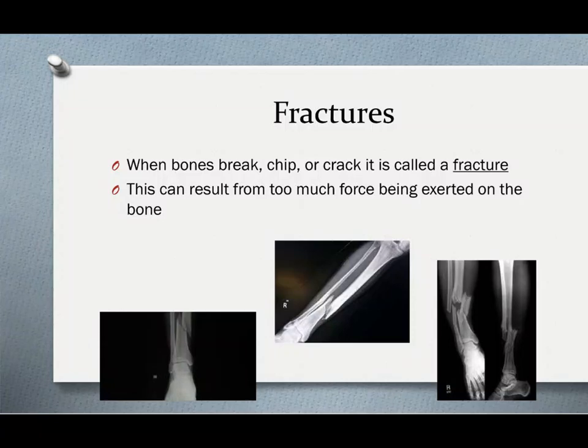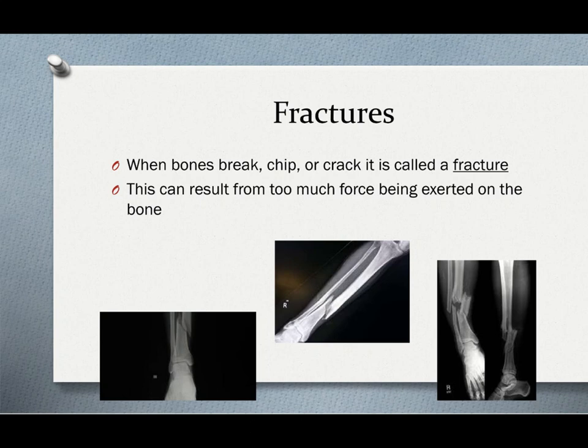This lecture is looking at bone injuries. So we're going to start with fractures. And fractures are simply a synonym for any kind of break in a bone. So it can break, there can be chips off, there can be cracks that don't actually separate the bone, but those are all considered different types of fractures. There are some examples in the pictures down below, a couple of different arm fractures and a leg fracture.